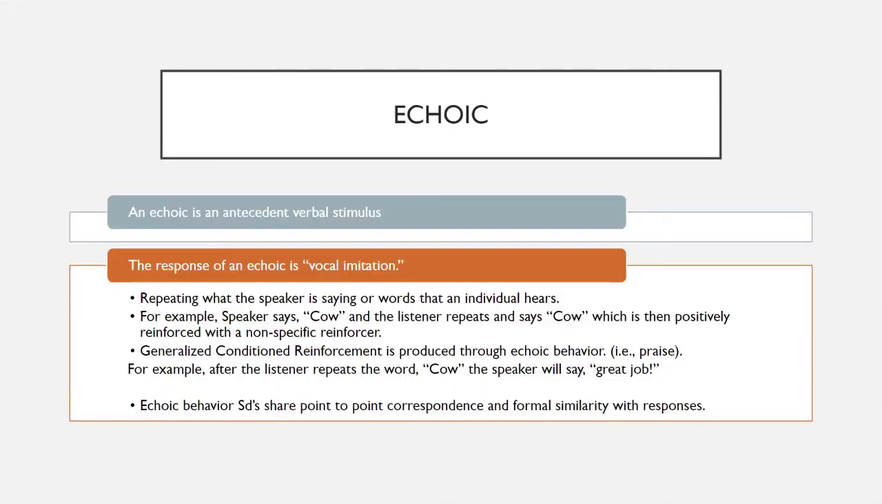The first verbal operant we are going to discuss is echoic. This is also known as verbal imitation. Simply think of echo to remember this verbal operant. This is a type of verbal operant that involves 2 speakers in order to repeat or echo the verbal stimulus. The echoic operant is controlled by a verbal discriminative stimulus. Simply, the speaker will vocally say cow, and the listener will respond by saying cow. Echoic verbal behavior also produces generalized conditioned reinforcement. Generalized conditioned reinforcement can simply be attention from the speaker or social praise.